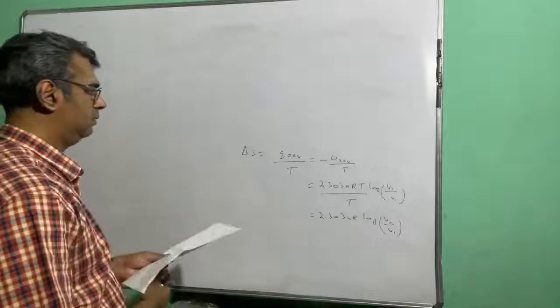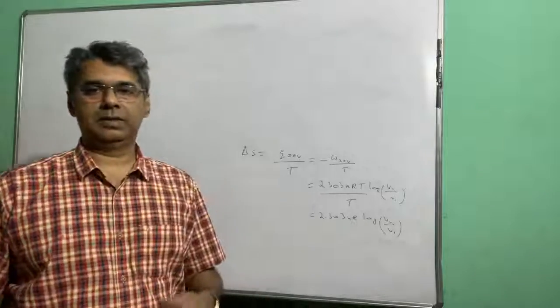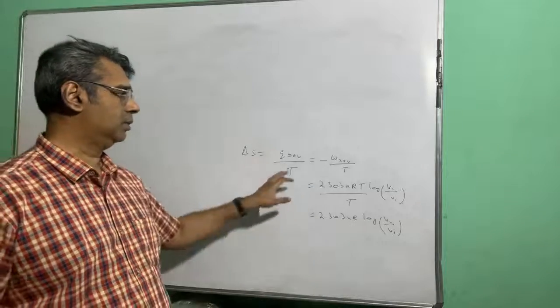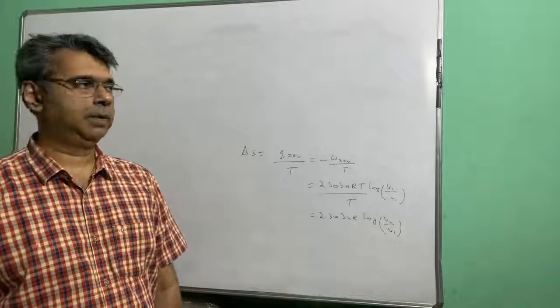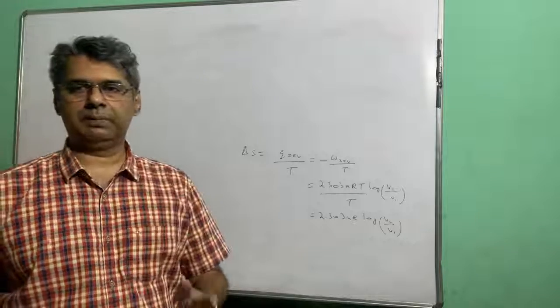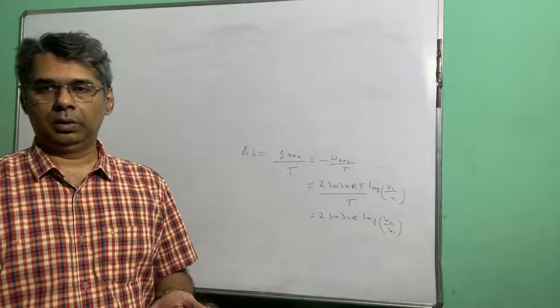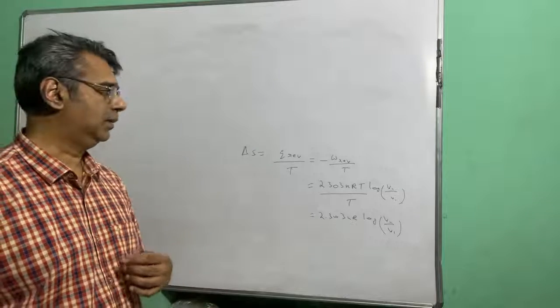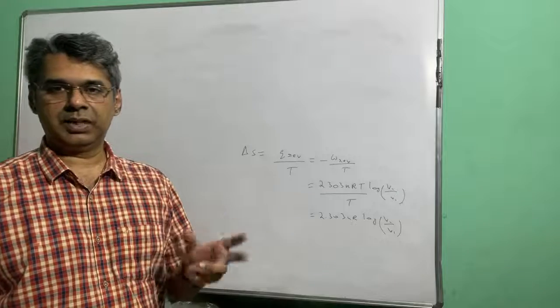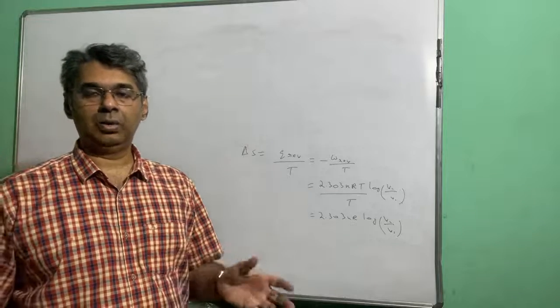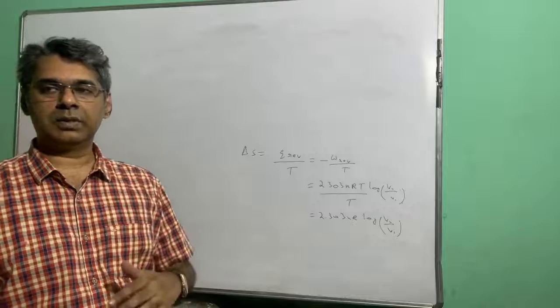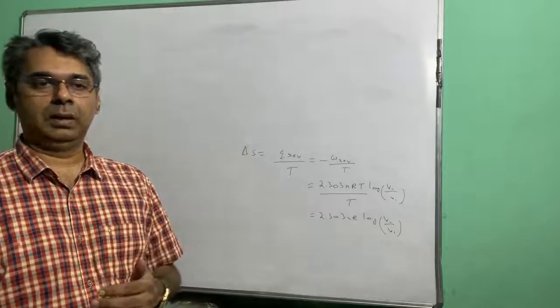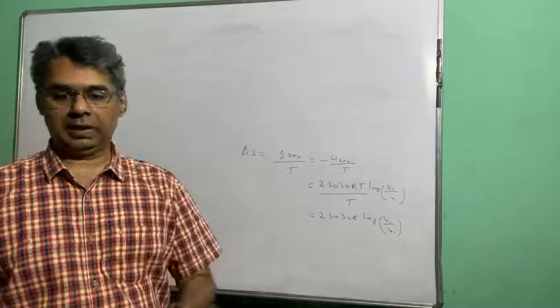Now, as I have mentioned to you, the change in entropy is reversible heat supplied by temperature, but in most cases the process is not reversible. So if I have two states, state 1 and state 2, then how do I calculate the change in entropy if the process is not reversible, but the formula is this only? So how do I calculate?